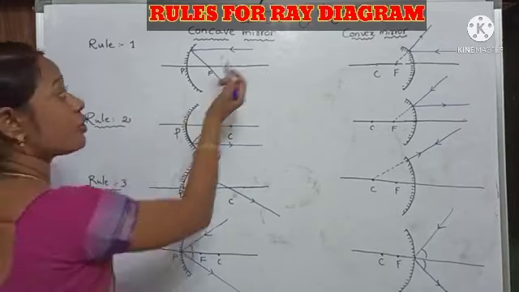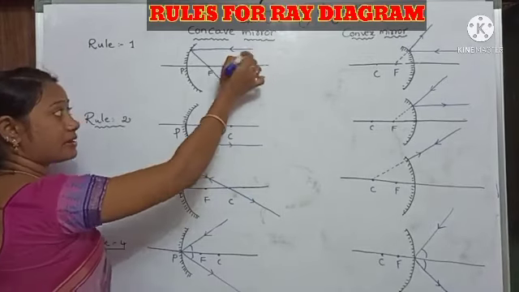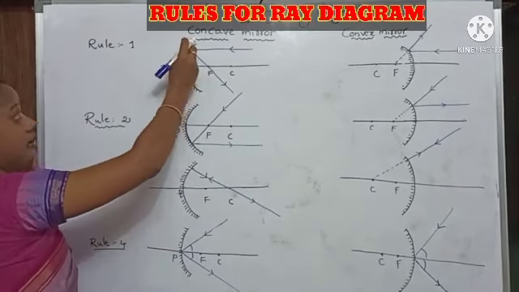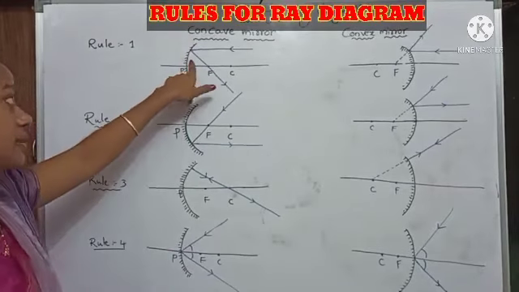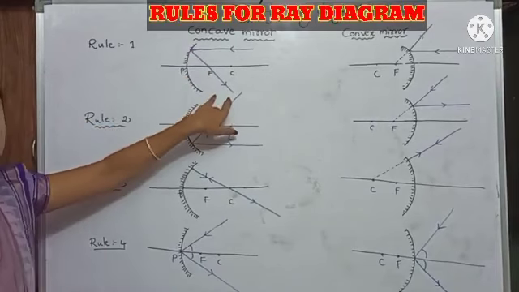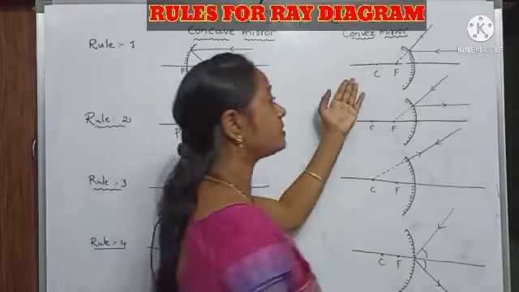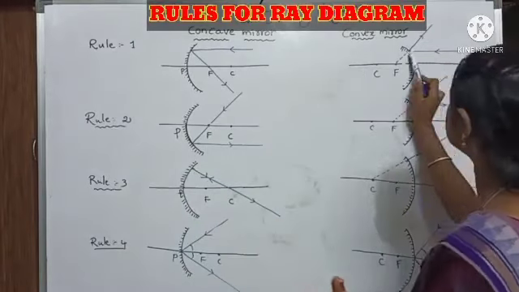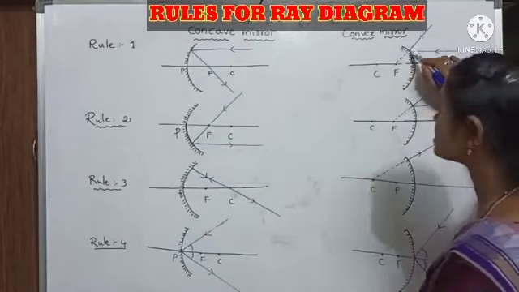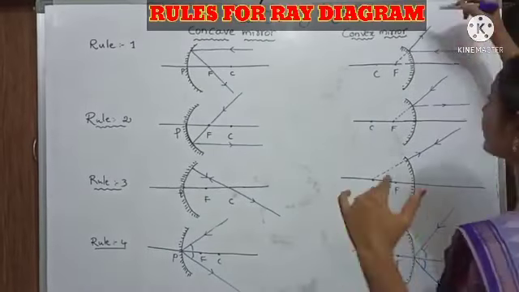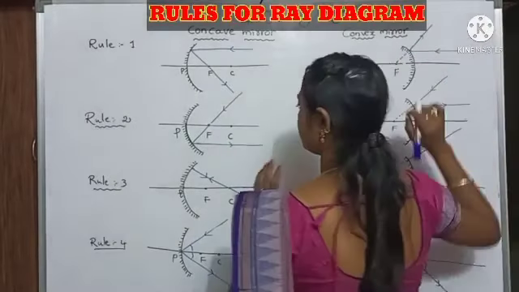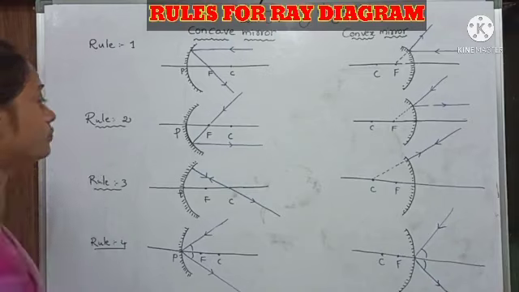So what is the first rule? When the light is parallel to the principal axis, it hits the reflecting surface and is reflected by passing through the principal focal point. In the convex mirror, when the light ray parallel to the principal axis falls on the reflecting surface, the light diverges and looks like it is coming from the principal focus point. Next, rule 2.